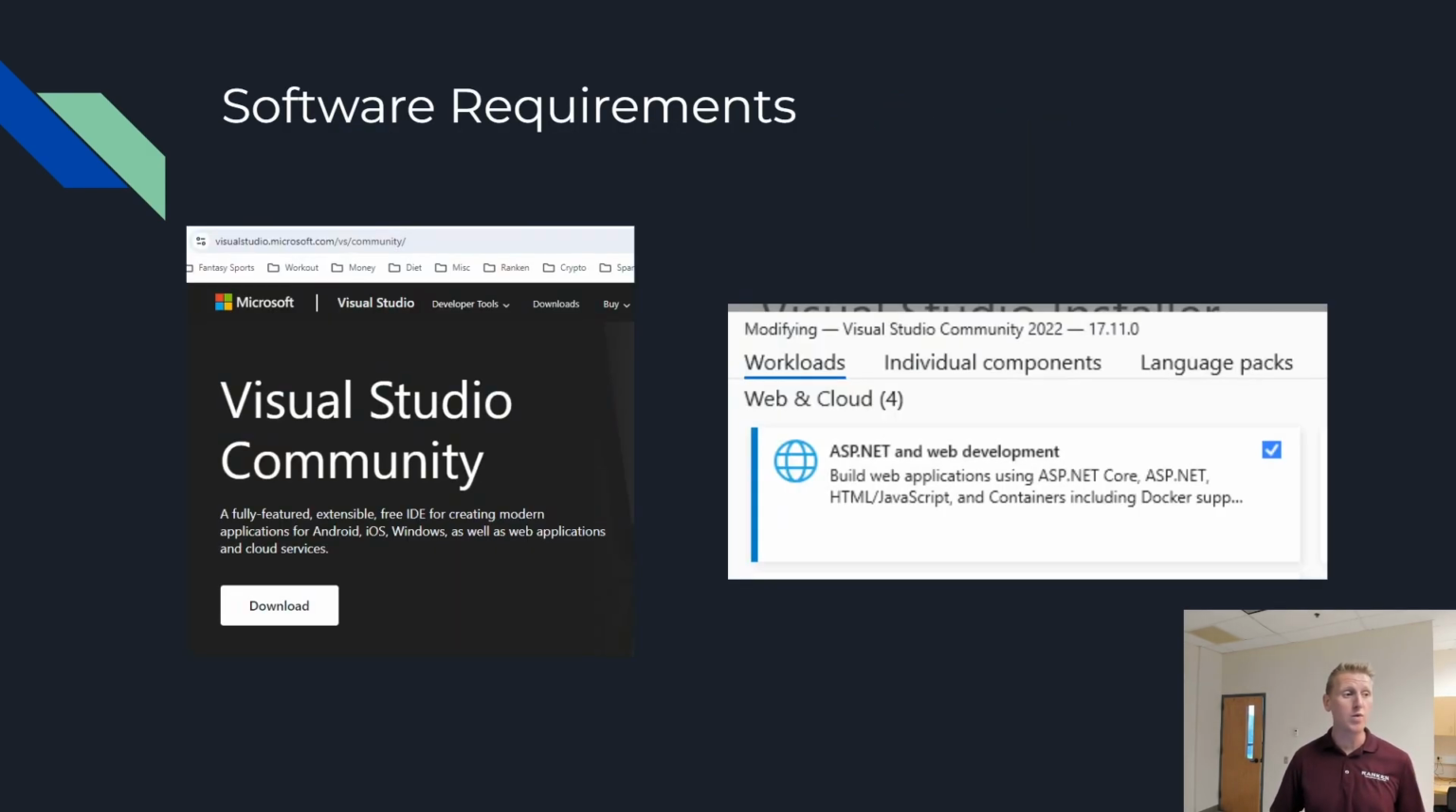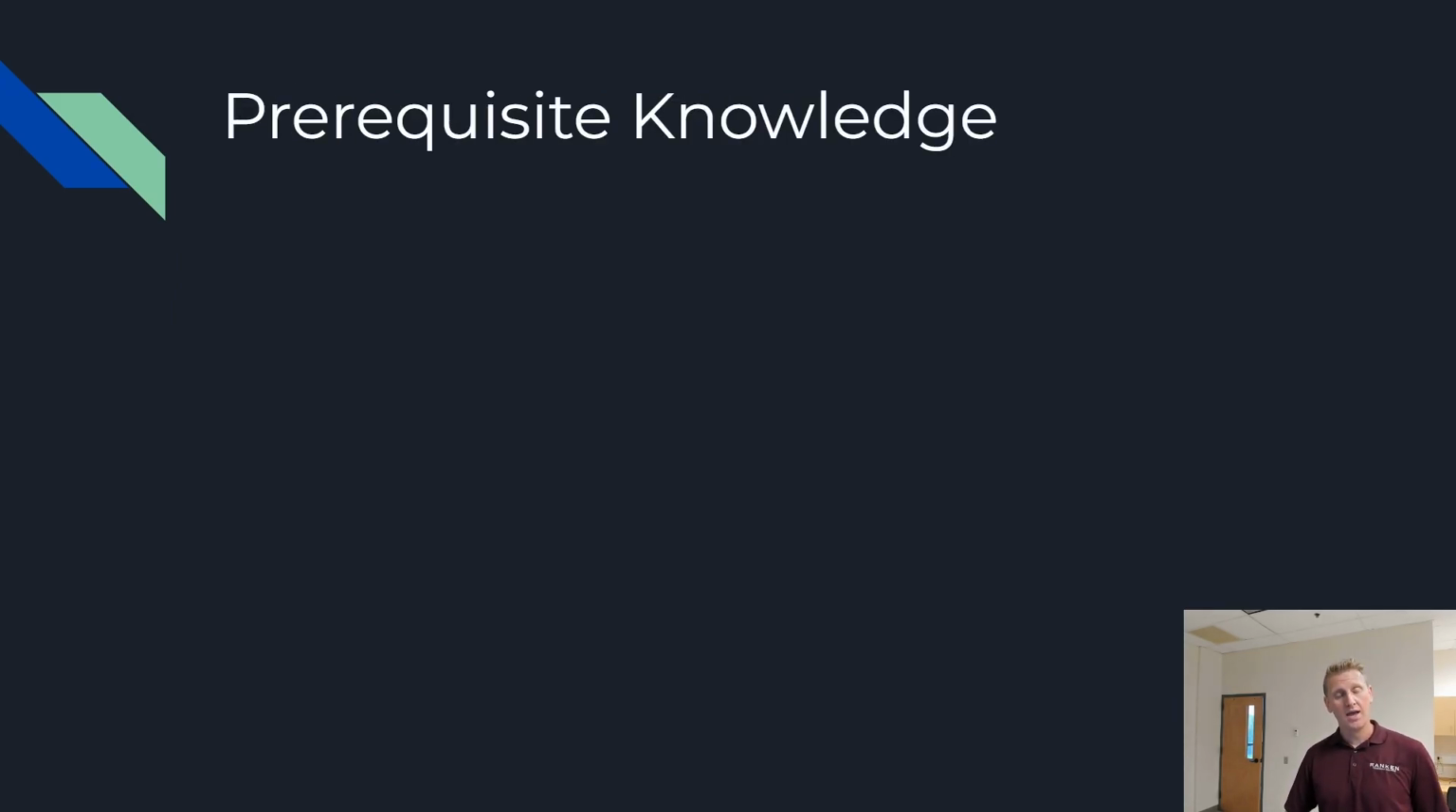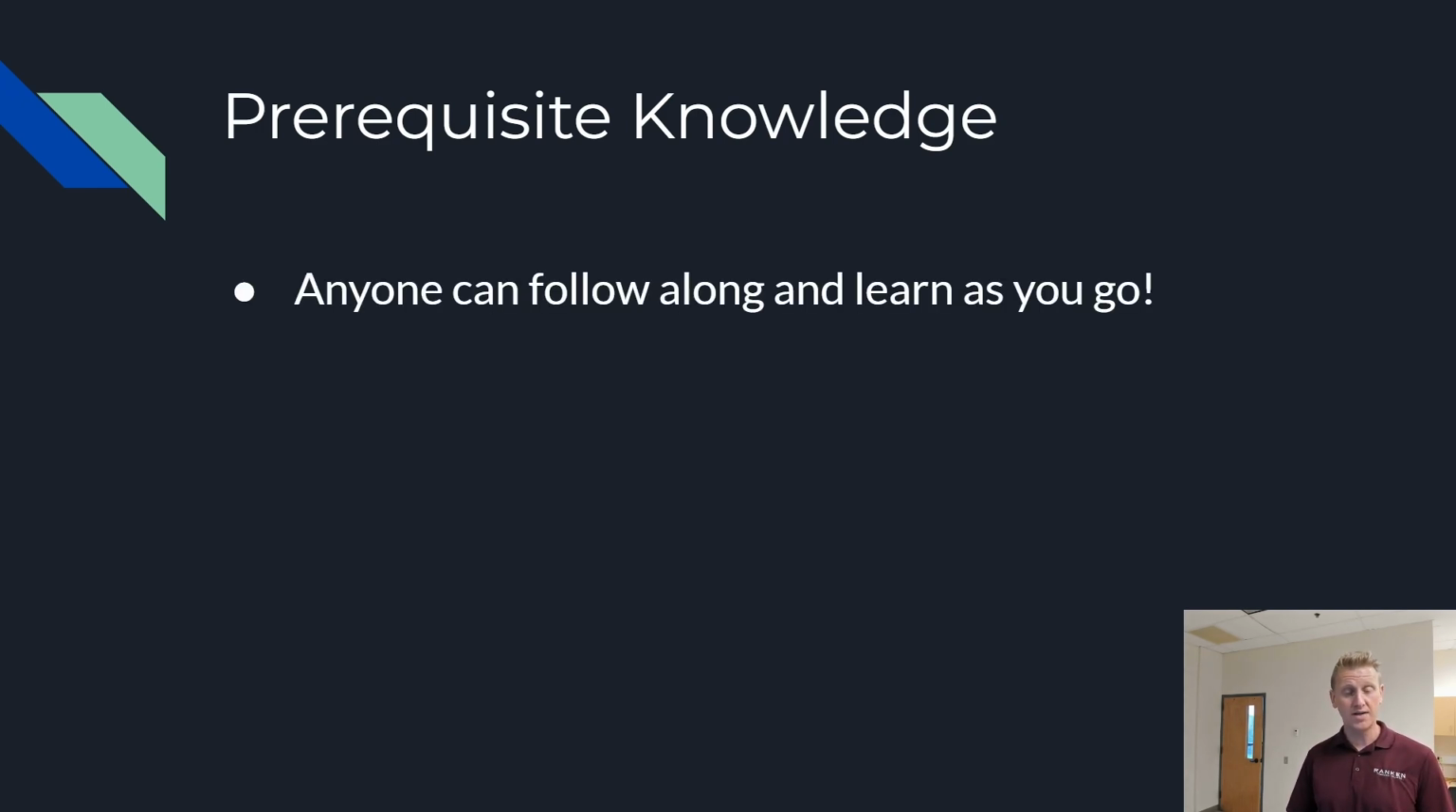Now, what we will use is Visual Studio Community 2022, and as you install it, you will need to check that we are doing ASP.NET Web Development. As you run that installer, you've got to make sure to check that box. If you code along, okay, now I want to recommend anybody can code along. Okay, anyone can follow along and learn as you go.